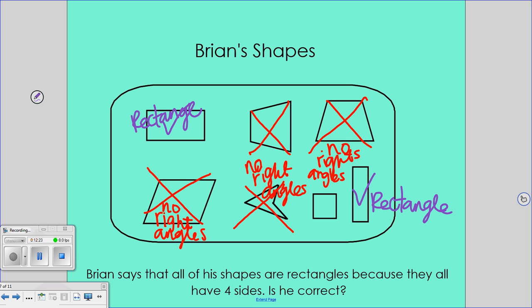What about this one? Does it have four sides? Yes. Four right angles? Yes. Polygon? Yes. Two sets of parallel. Yes. So is that shape? Yes. Some of you might be learning a new name for that shape.